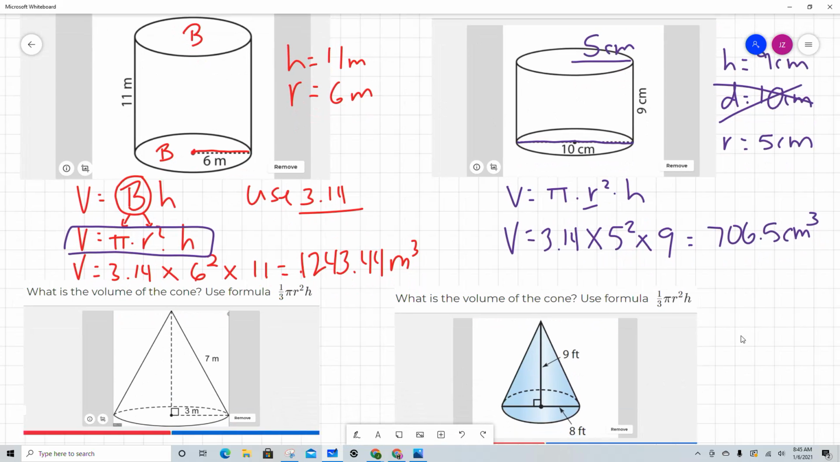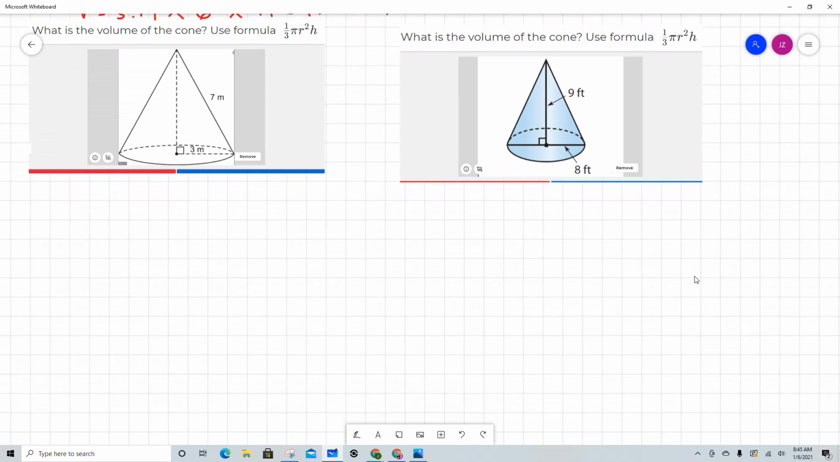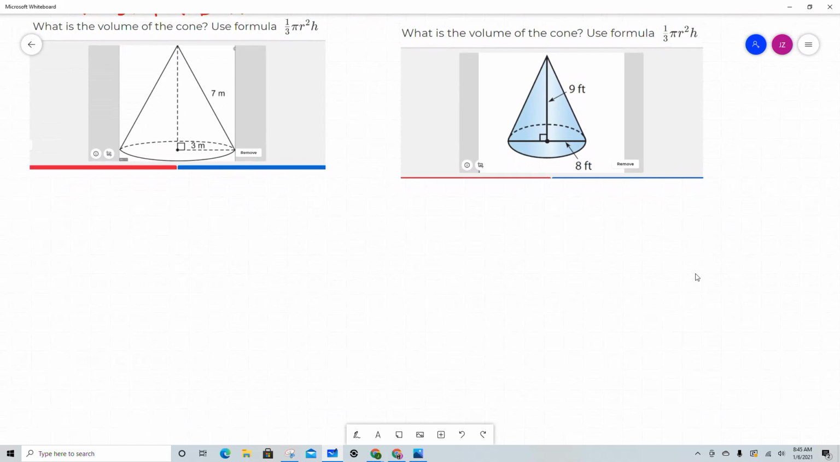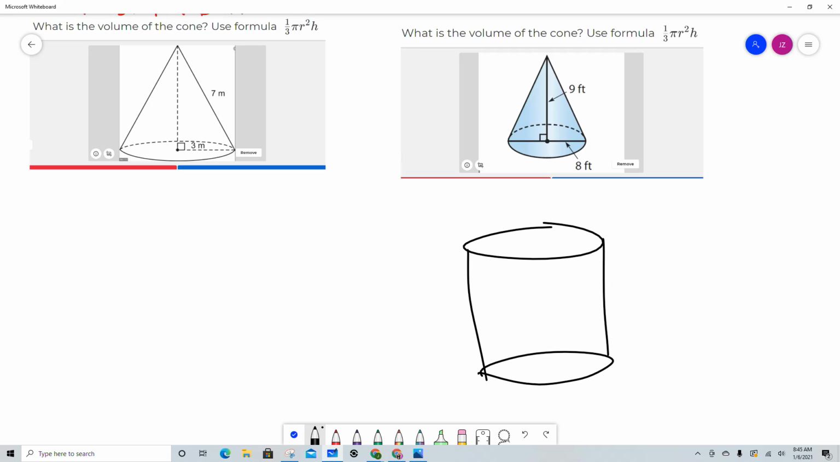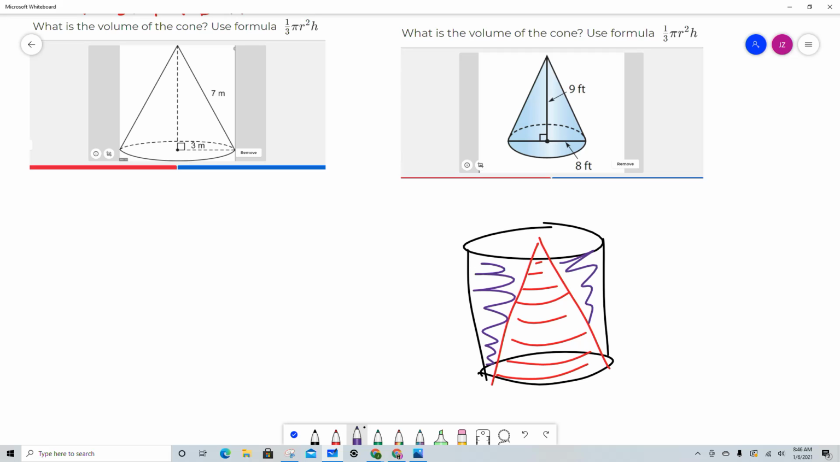The last section that we did in the review is we reviewed the volume of a cone. Now, I had told you guys in class when we did a lesson that given a cylinder like that, a cone represents 1/3 the size of a cylinder. So you see all this empty space right here? That right there is a lot of empty space. So we're going to use the same formula because it's only 1/3 the size of a regular cylinder.